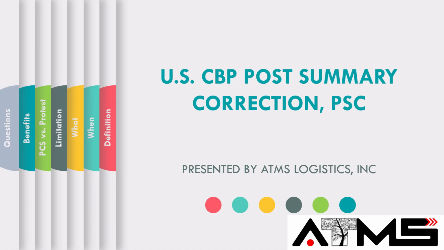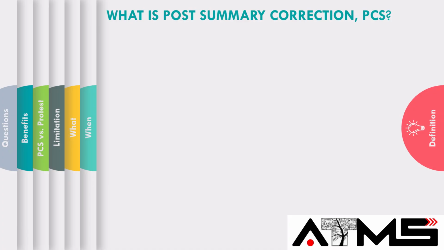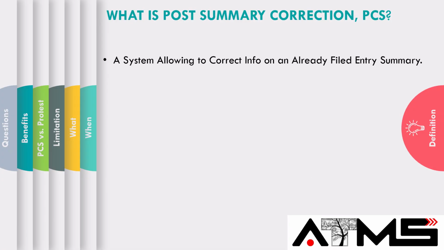Now, let's take a close look at the post-summary correction system. What is post-summary correction? Post-summary corrections, or PSC, is a system that allows an importer or customs broker to correct information on an already filed entry summary if errors were discovered after submission. The process is managed electronically through U.S. Customs and Border Protection's system, known as Automated Commercial Environment, or ACE.